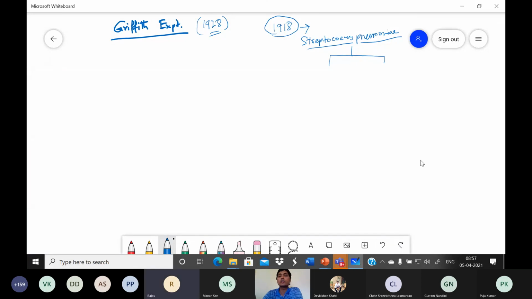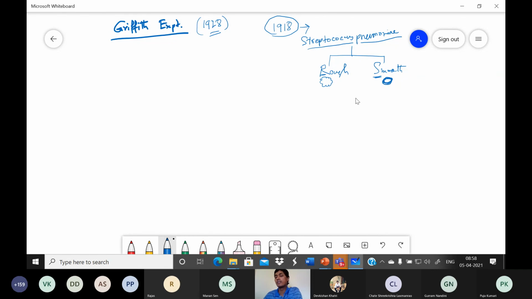Streptococcus pneumoniae has two strains. One is called the R strain. R means their surface is rough. This is the bacteria, and their surface is rough. This is called the R strain. And the other strain is the smooth strain, the S strain. Now I will not say rough and smooth, I will say R and S. So this is the smooth strain of bacteria.